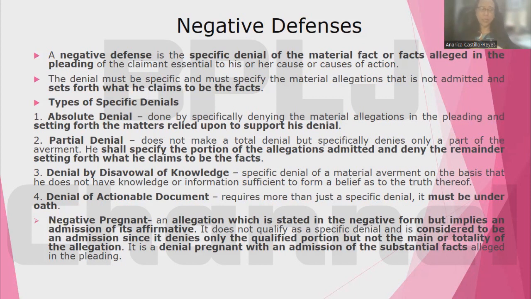Now, under the types of specific denial, we have what is so-called a negative pregnant. What is a negative pregnant? It is an allegation which is stated in the negative form, so you're denying it, but it implies an admission of its affirmative. That is why it is called a negative pregnant. It is negative, meaning you're denying it, but it is pregnant with an admission. So it is coupled with an implied admission.